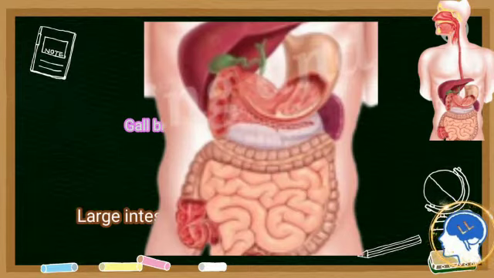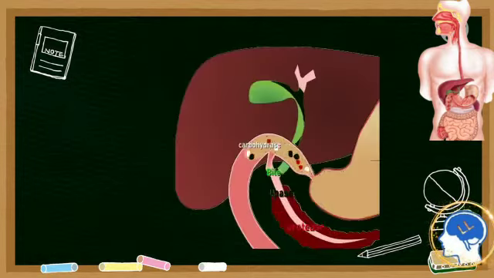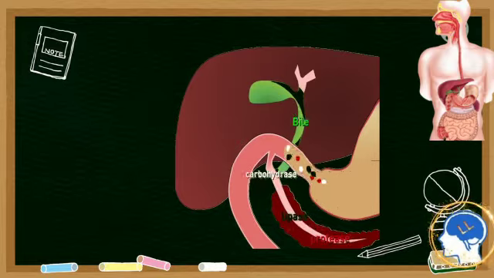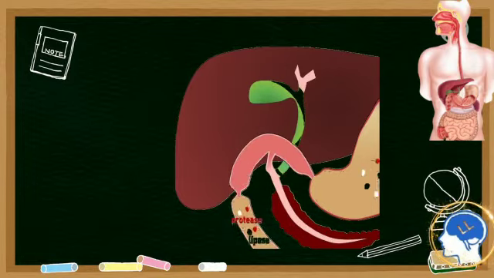The pancreas and liver release their secretion into the duodenum. The liver secretes bile juice. Bile juice is stored in the gallbladder. It helps in digestion of fat. Pancreatic juice acts on carbohydrate and converts them into simple sugar.